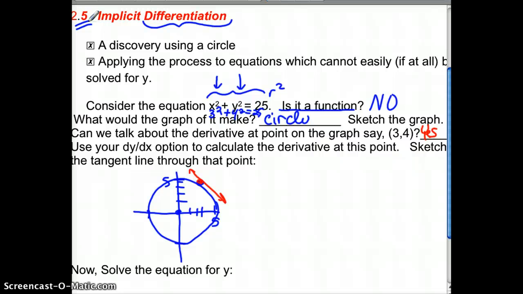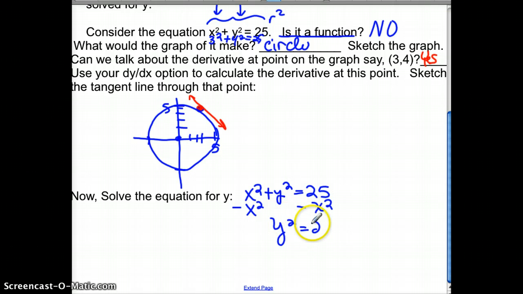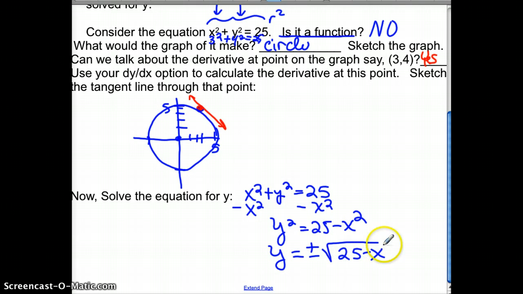Now, on the bottom of the screen here, it says, well, now solve that equation for y. So we had x squared plus y squared equals 25. And I'm going to solve that equation for y. And I get y squared is equal to 25 minus x squared. Taking the square root of both sides, and remember that means I can go plus or minus, I get this function, which is solved explicitly for y.